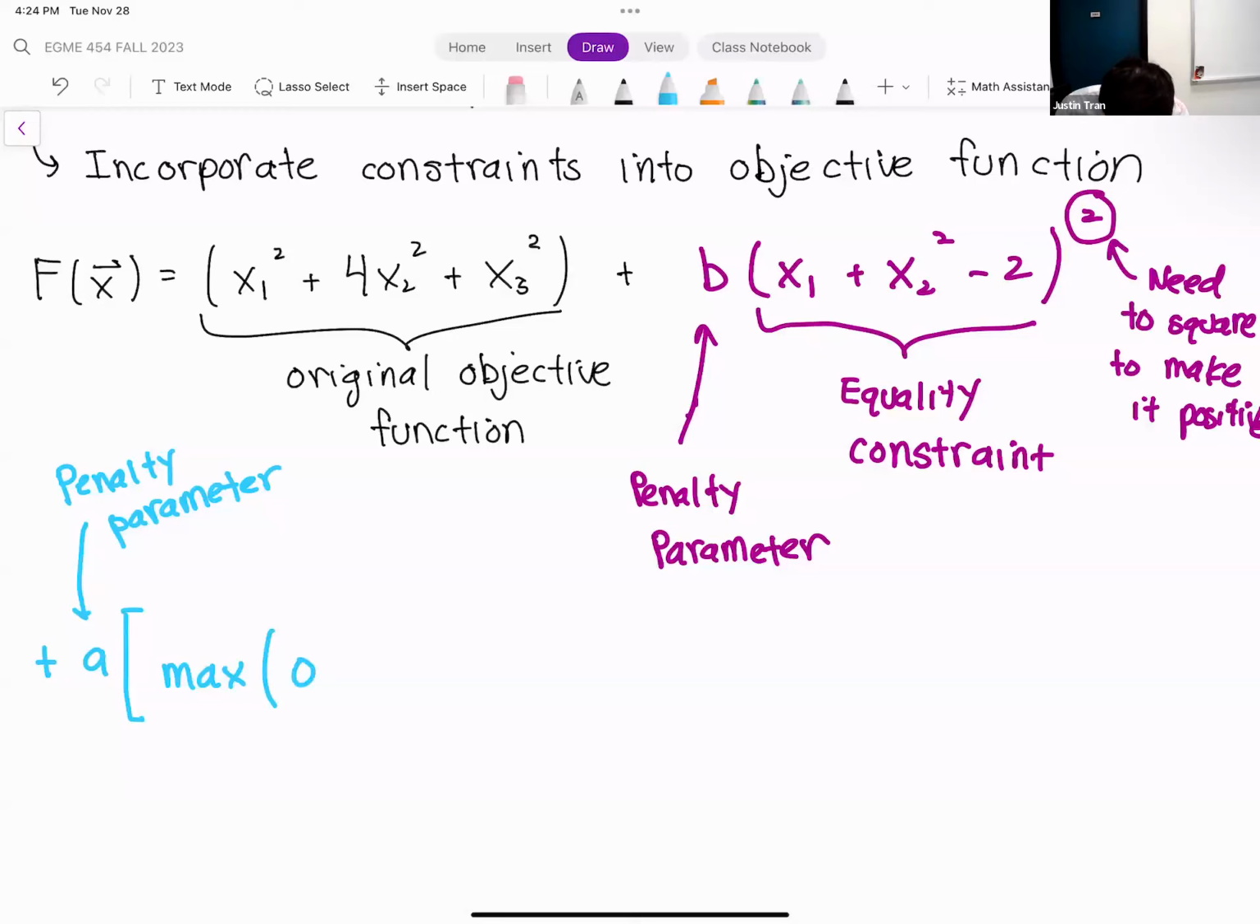All right, remember, we're going to use these max functions, and I'll review what the max functions mean in a second. Let me just write them all down first.